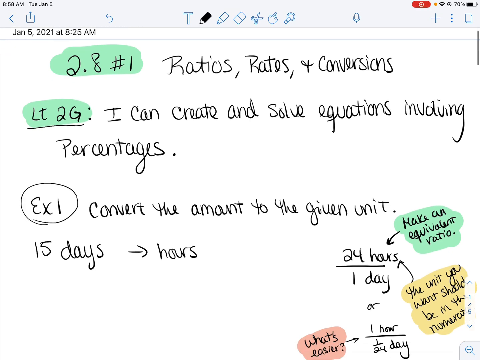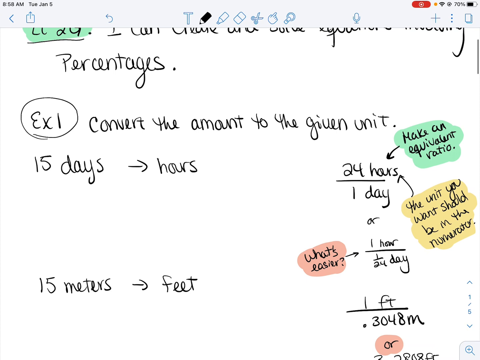So our first example here is just saying convert the amount that you're given, so in this case 15 days, to the given unit, right? So the different values are called units. This is called dimensional analysis, technically, when we actually are converting from one thing to the next. So when we are looking at this here, we have to think about what's our conversion factor, okay?